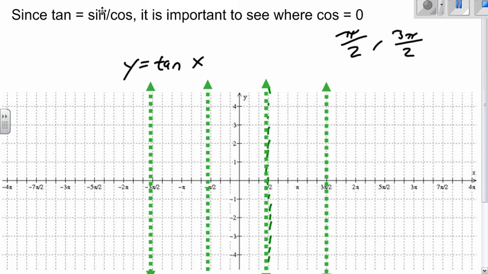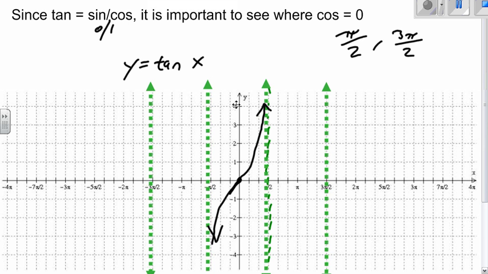Also, if you look at the numerator, at 0, sine is 0, so we'd have 0 over 1, so that means there's a point right there. If we go into the negatives, then sine would be negative, cosine would still be positive, so it would be a negative over a positive, so it's going down. And as we go to the right here, tangent is going up because sine is positive and cosine is positive.